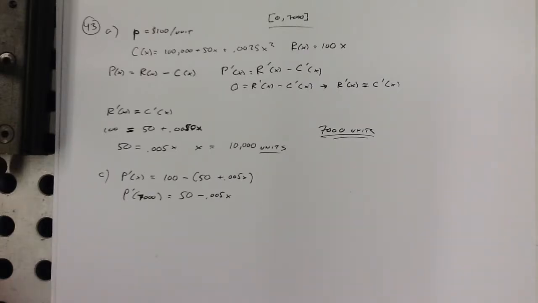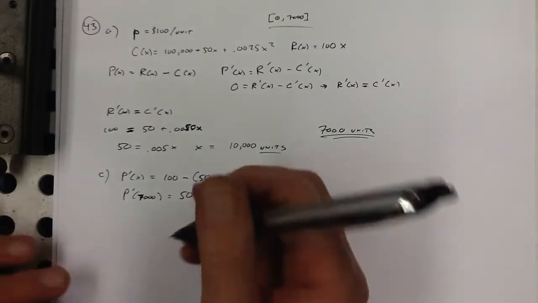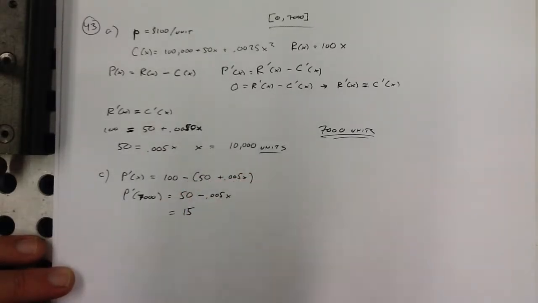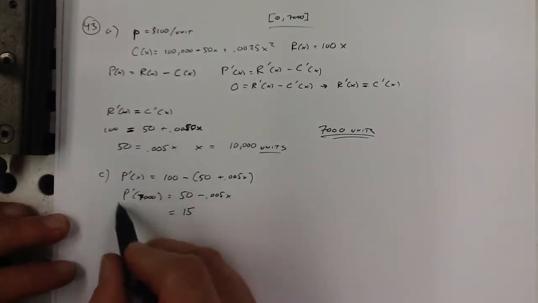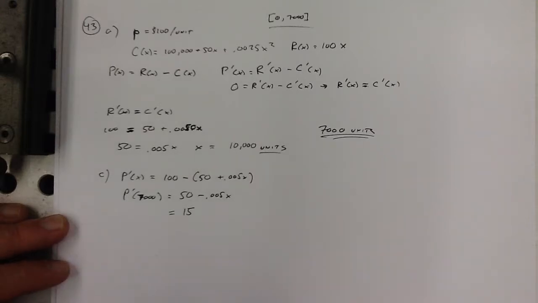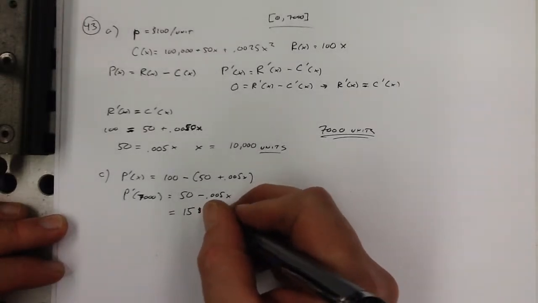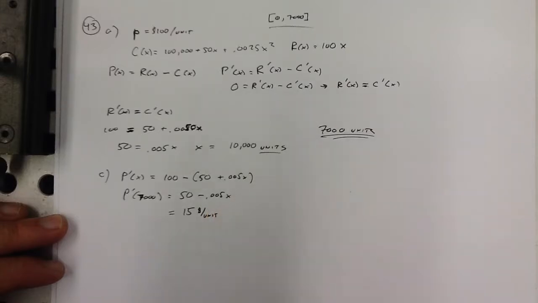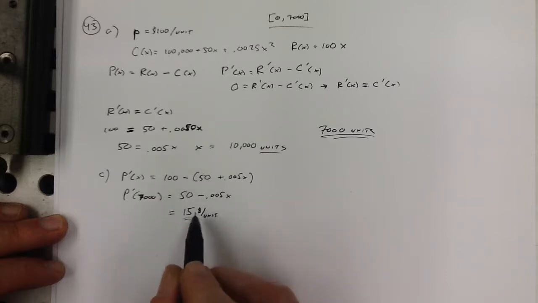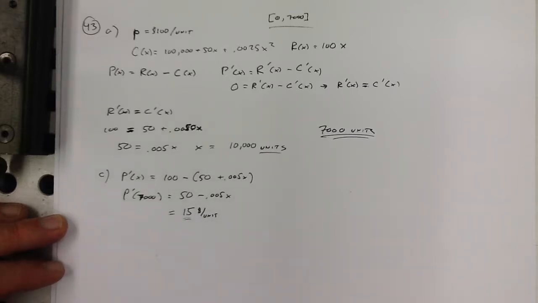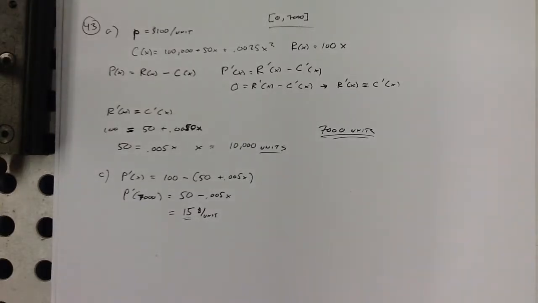0.005 times 7,000. No, it was 35. Sorry. So that's 15. So what does that mean? Well, that means the rate that the profit is changing at right here is 15. Well, 15 what? $15 per unit. So that marginal analysis tells us this is approximately the increase in profit that we're going to get for making one more unit. If we push the production up to one more unit, that'll increase our profit by 15 bucks.